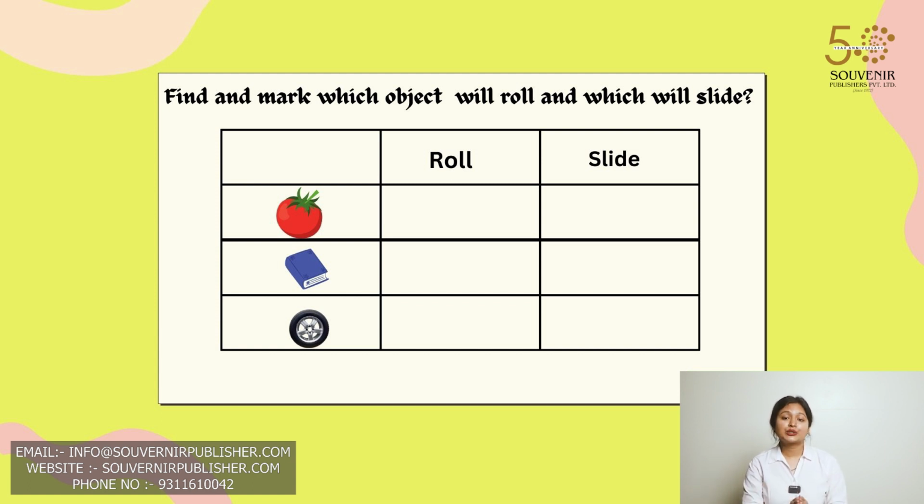So first one is tomato. Can you tell me whether it will slide or roll? Correct. It is going to roll down. Now let's see. Book. Whether book is going to slide or roll? The book is going to slide. Now the third one is a wheel. A wheel is again circular and with no edges. So it is going to roll down.